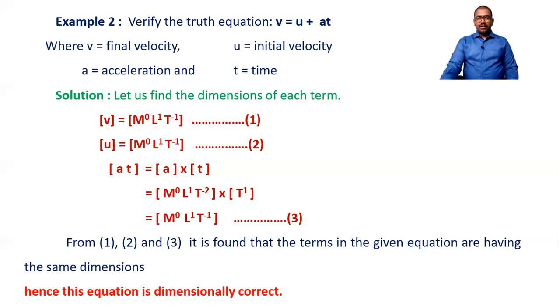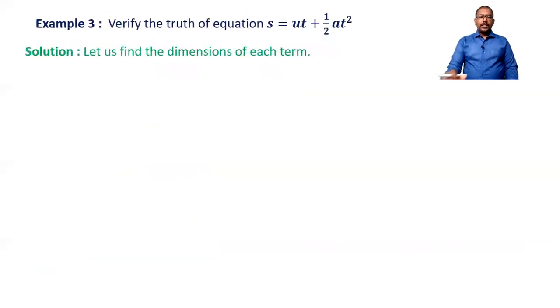Now, example number 3. See, this is the third kinematical equation: S is equal to ut plus half at square. Now, this is a very well-known equation. In this equation, S is the displacement, u is the initial velocity, t is the time, and a is the acceleration.